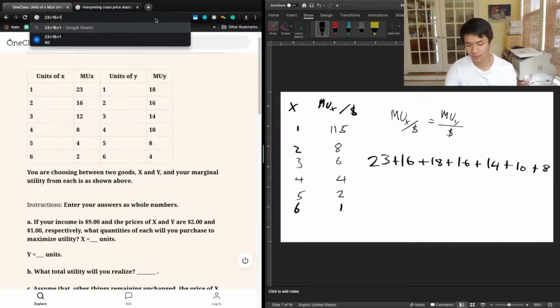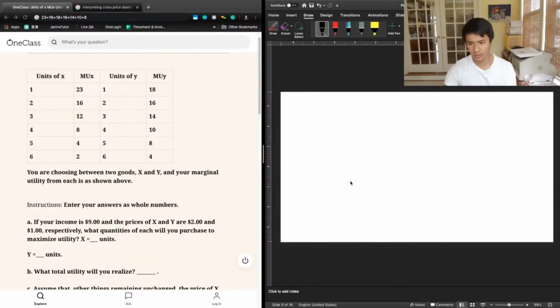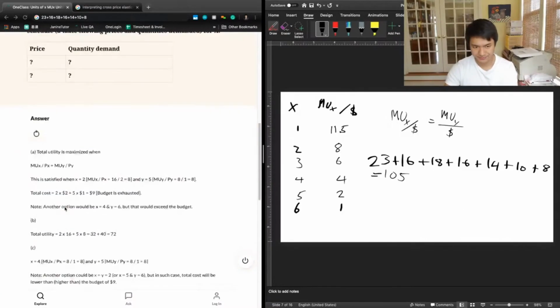23 plus 16 plus 18 plus 16 plus 14 plus 10 plus 8. Make sure I type it all in: 23, 16, 18, 16, 14, 10, and 8. And we get 105. So 105 is going to be the total utility that we realize at this consumption bundle, right? And so let's take a look at what the previous tutor has said.